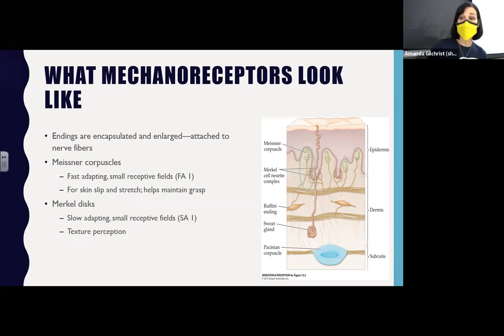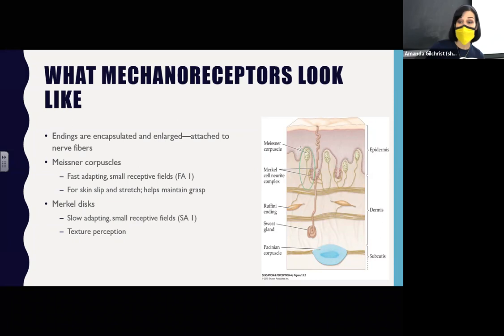Meissner corpuscles are largely going to be found in the epidermis. They are fast adapting, and they have small receptive fields, so we sometimes categorize them as FA1. If it has a small receptive field, it is a 1. If it has a large receptive field, we categorize that as a 2. So this is a fast adapting cell that has a very small receptive field.